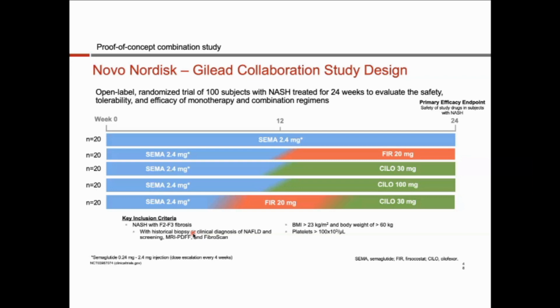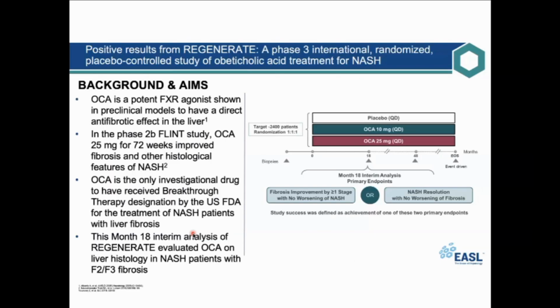Now, Intercept is also a company that has a drug in the race. And this is a slide from the Regenerate study, which is a phase 3 international randomized placebo-controlled trial of obeticholic acid. So obeticholic acid is a potent FXR agonist as well, and it's been shown to have direct anti-fibrotic effects in the liver. Now, this is a drug I already use for patients with PBC, also called primary biliary cholangitis, which is a chronic liver disease that leads to cirrhosis from chronic cholestasis. So I use obeticholic acid as adjunctive therapy for people with ongoing cholestasis.